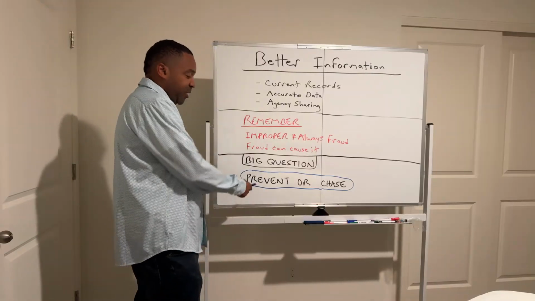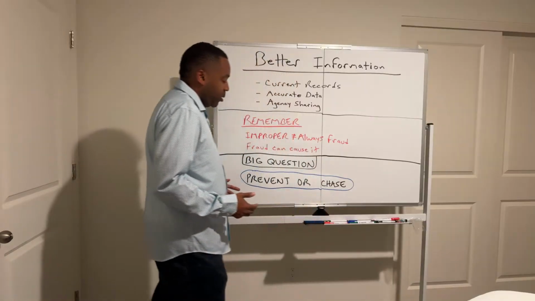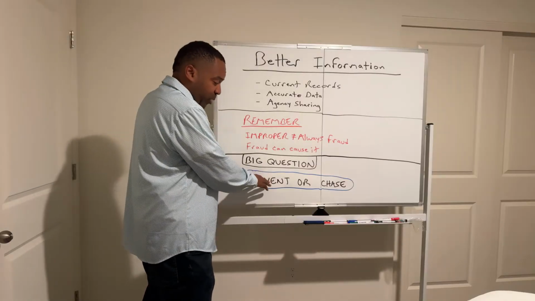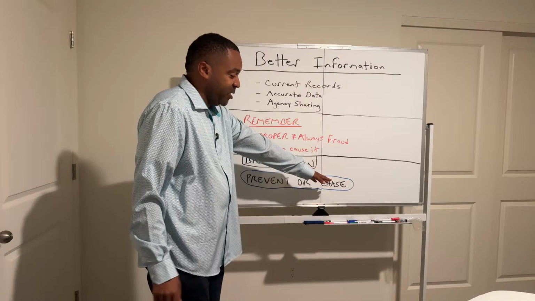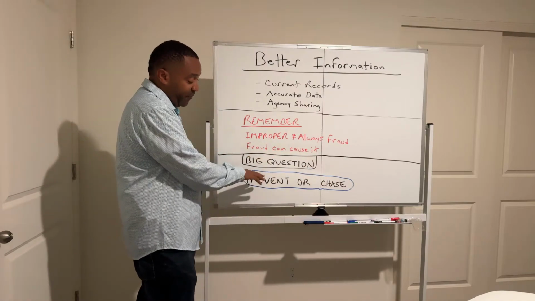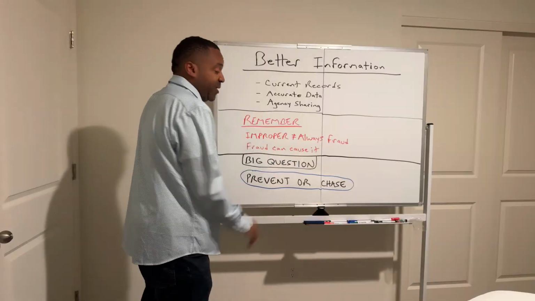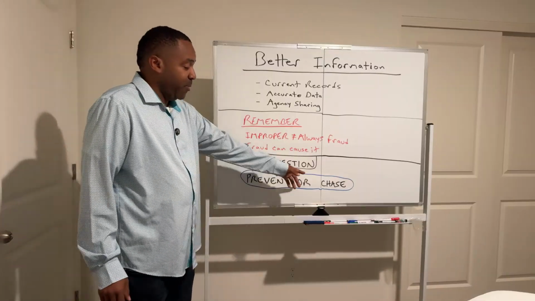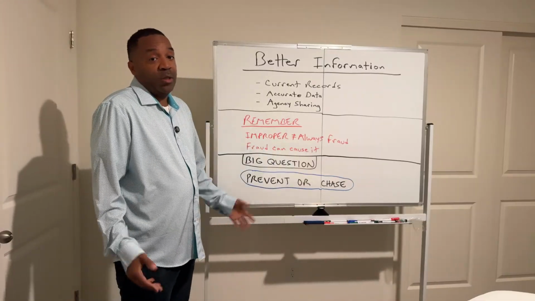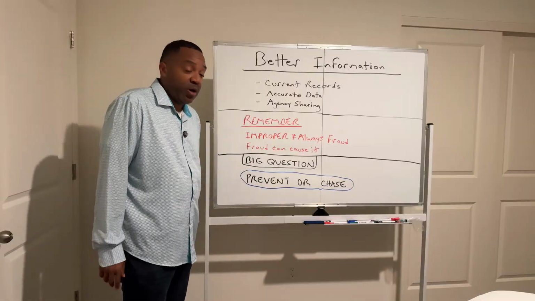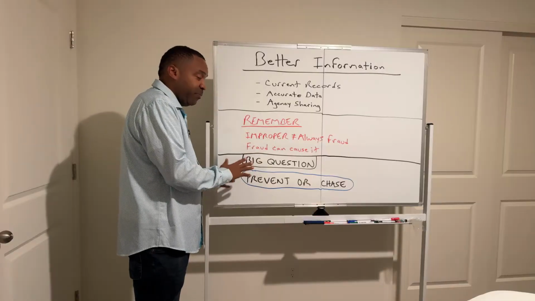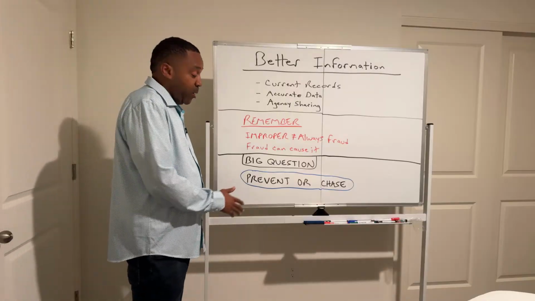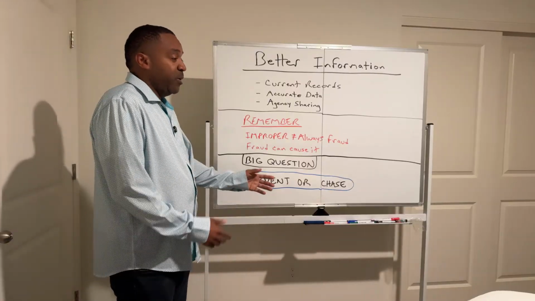And the big question is, what is it going to be? Prevent improper payments or chase improper payments after they happen. And obviously, it's going to be prevent the improper payments, because once the improper payment is out the door, there's never a guarantee that all of the improper payments will be recovered. But if the government can prevent, I like to say all improper payments, but at least more than they're doing now, then that would be great.